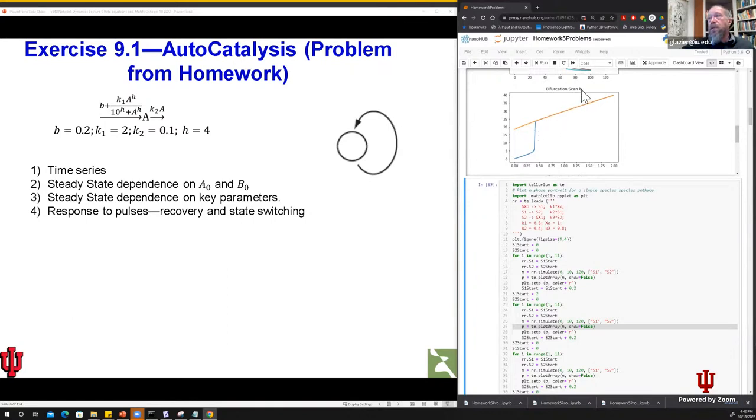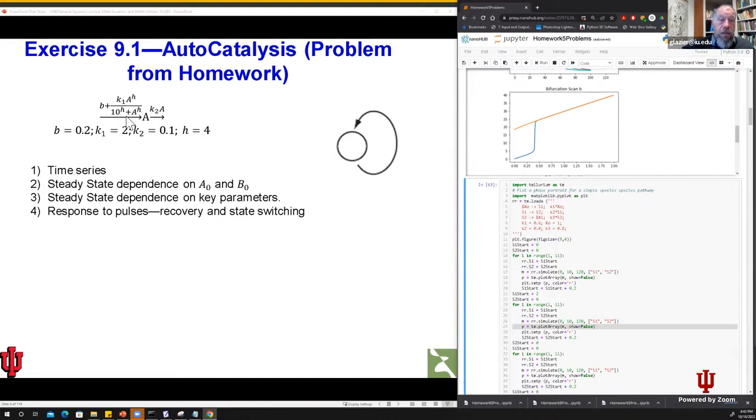So here is the value B. And what I want you to think about is, why is there a low steady state? And I explained this before. There's a low steady state because if A is small, this hill function of A is small, which means that the rate at which I am creating A is approximately B. The rate at which I'm destroying A is K2 times A. And so the steady state would then be B over K2. That's the low valued steady state.